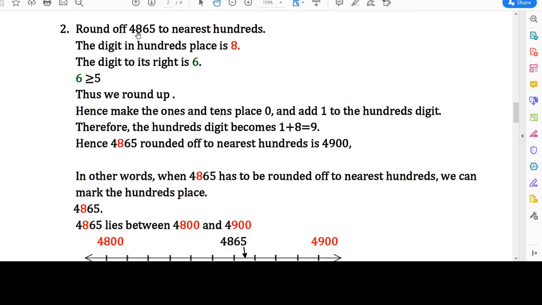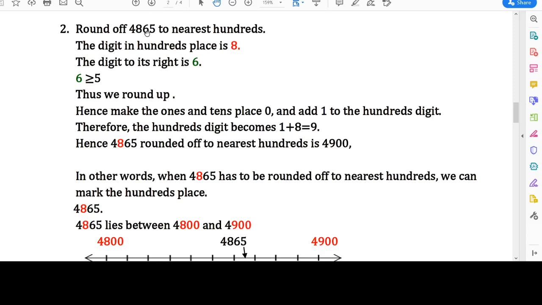Let us round off 4865 to the nearest hundreds here. Again, the digit in the hundreds place is 8 and the digit right to it is 6. So we will just check whether this 6 is more than or equal to 5 or less than 5. 6 is clearly more than or equal to 5. Hence we round it up. What is the rule for rounding up?